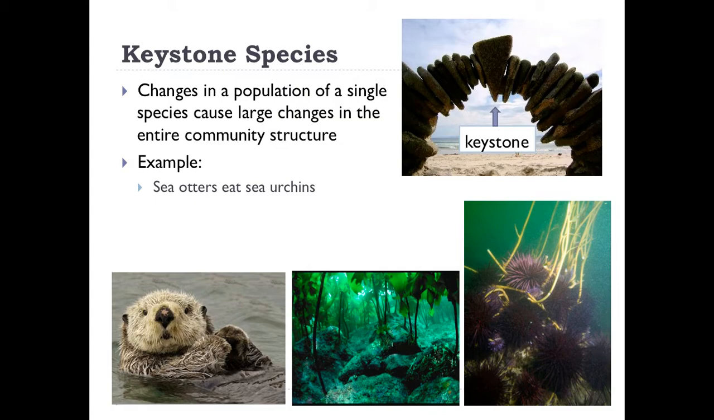So sea otters, their favorite foods are sea urchins, which we can see here. Sea urchins eat kelp, and kelp is really important because it provides a really cool sort of underwater forest that a lot of organisms use for habitat.